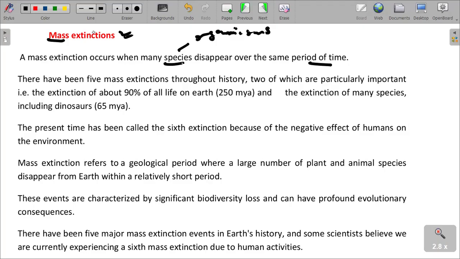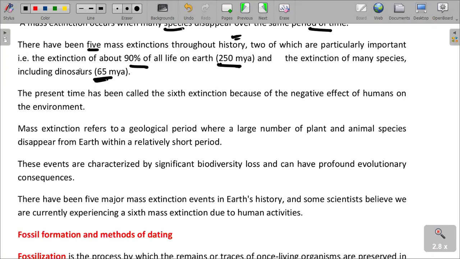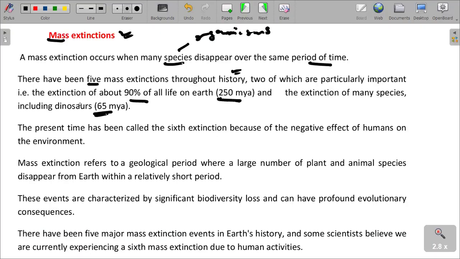So there have been 5 mass extinctions throughout history, 2 of which are particularly important. That is the extinction of about 90% of all life on Earth, 250 million years ago, and the extinction of many species, including the dinosaurs, 65 million years ago. As you can refer to the geological timescale that we just discussed. So the disappearance of many species over the same period of time is what we call mass extinction.